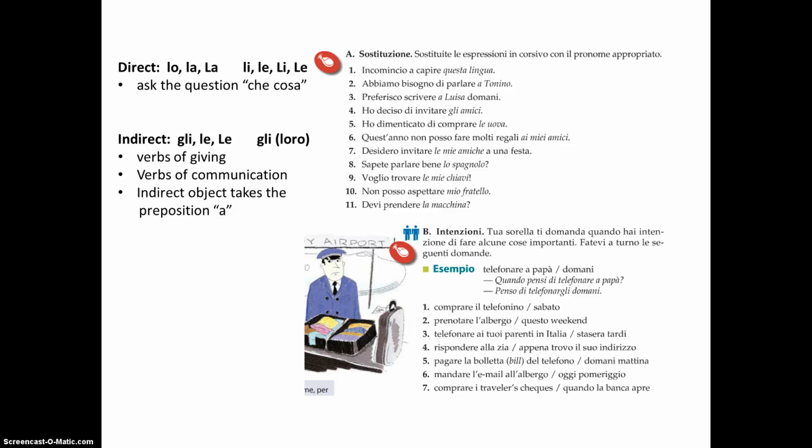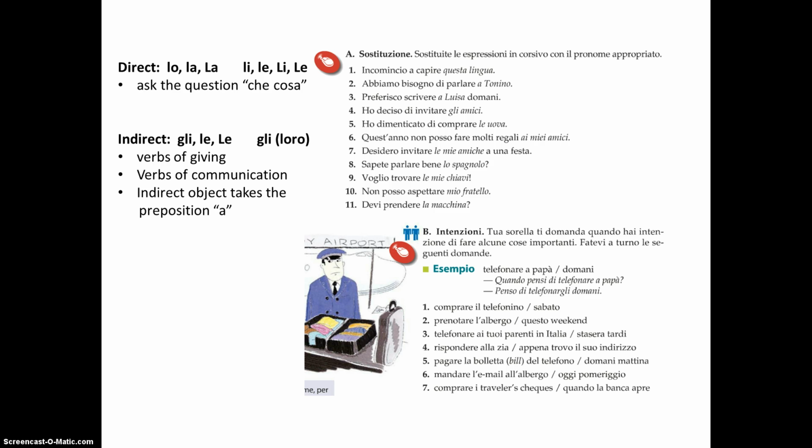On page 177a, the exercise instructions state, sostituite l'espressione in corsivo con il pronome appropriato. Before you can add a pronoun, you need to decide if you need a direct object pronoun or an indirect object pronoun. A few things to help you remember the difference. To discover the direct object of a sentence, ask the question, che cosa? For example, scrivo una lettera a Maria. I write a letter to Maria. Che cosa scrivo? Una lettera. What do I write? A letter.